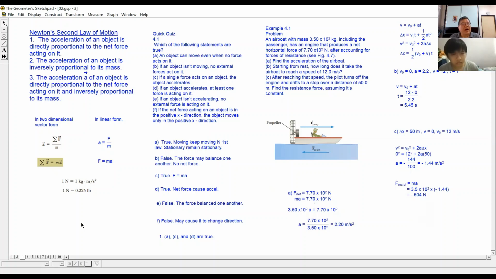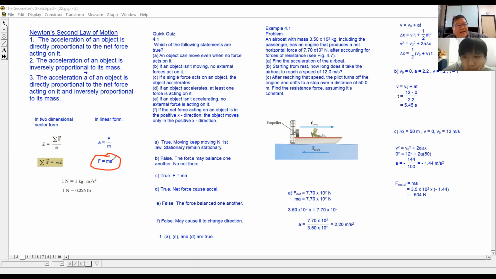Okay, so actually the second law of motion is like this. The net force acting on an object will cause the object to accelerate. The net force is equal to the mass multiplied by the acceleration. The mass of the object is constant. We are not interested in the mass. We are more interested in the acceleration.